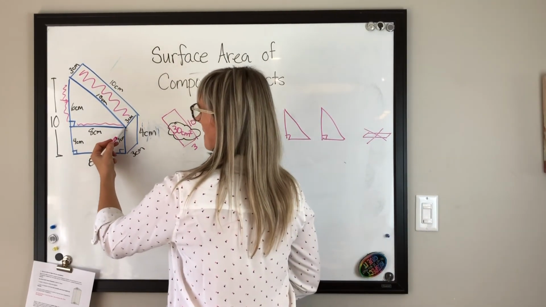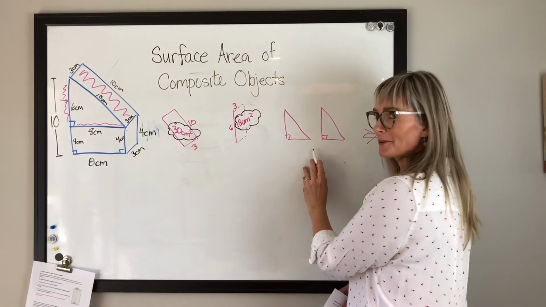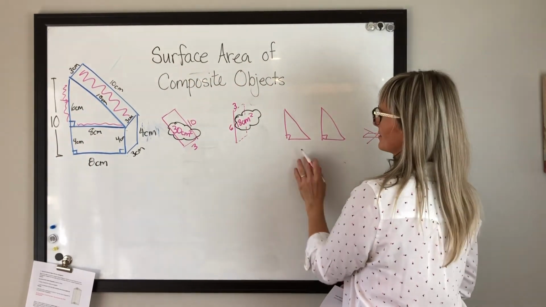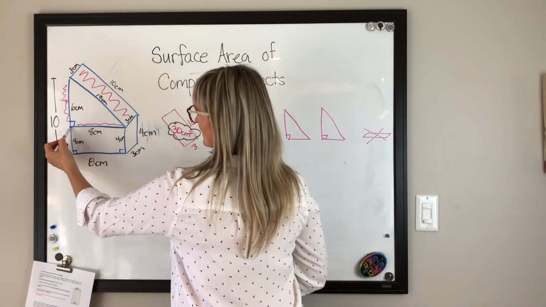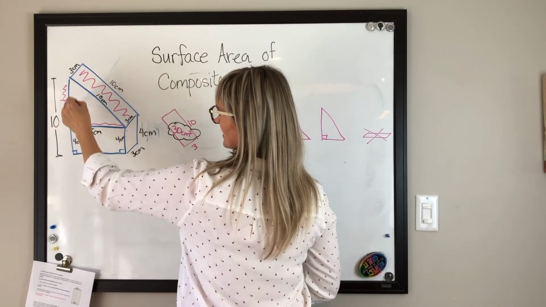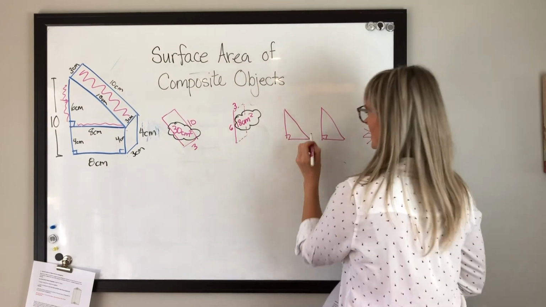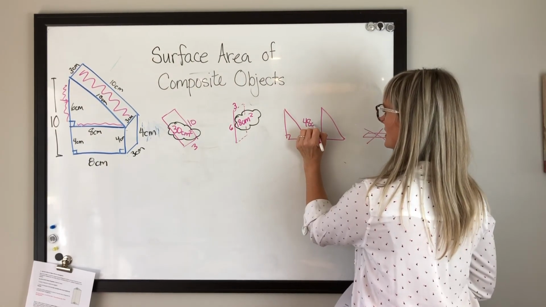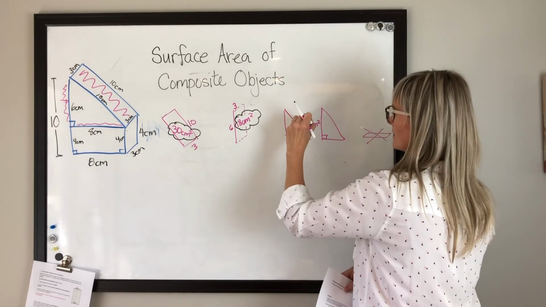Well, a triangle is base times height divided by 2. But wait, we need 2, so I'm just going to do base times height. The base is 8, the height is 6. Because it's a right angle triangle, we don't have to calculate what the height is, it's given. So 6 times 8 is 48. So 48 centimeters squared. That's the two triangles put together.